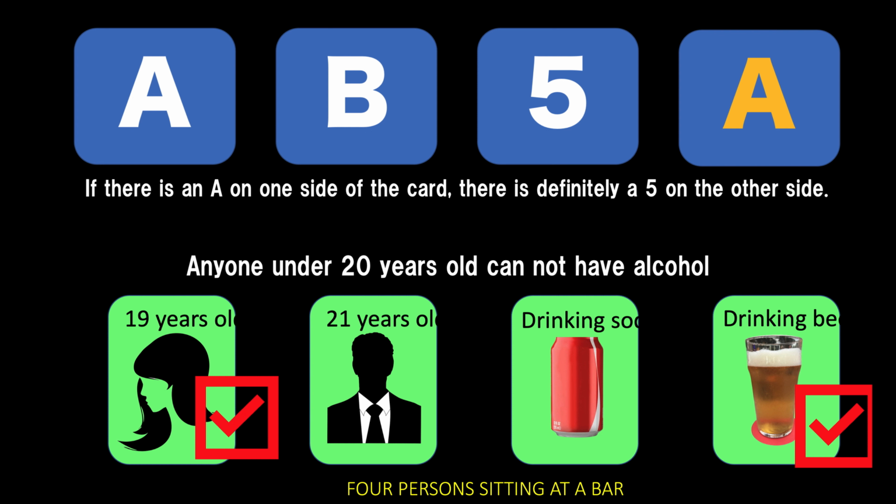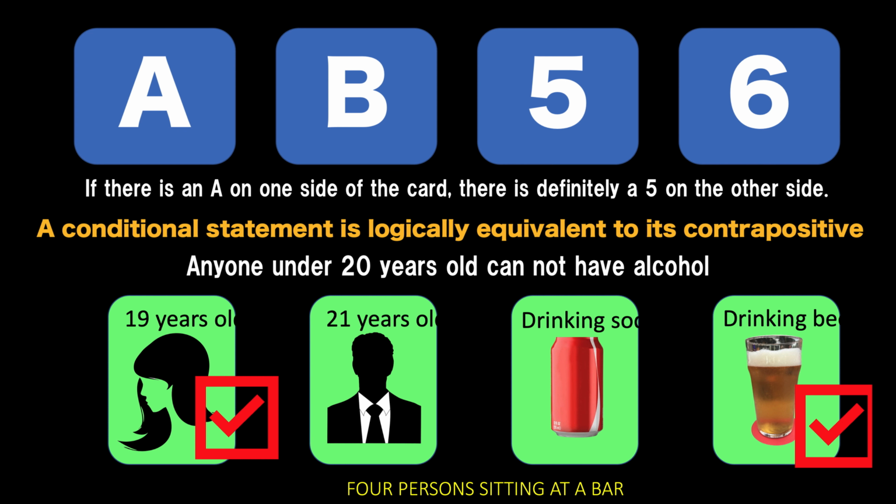This now brings us to what we call the contrapositive. It says that a conditional statement is logically equivalent to its contrapositive. The statement is: if P implies Q. If the card contains A, then it must contain 5 on the other side. That is what we are testing by flipping over the first card. The last card is about the contrapositive: if not Q, then not P.